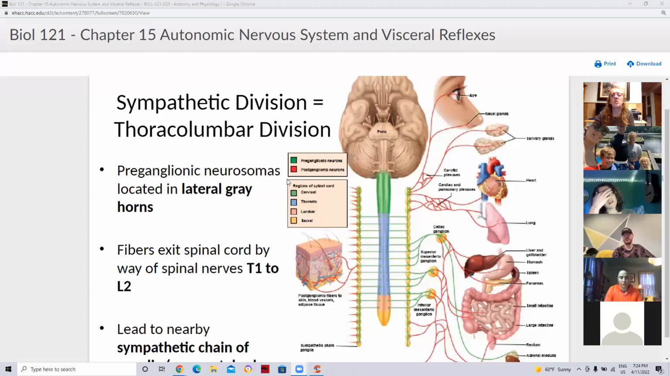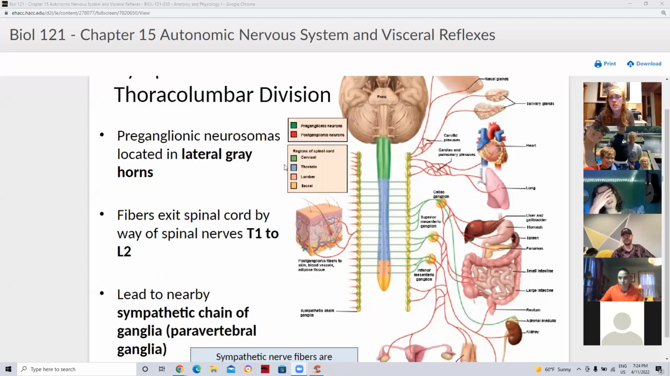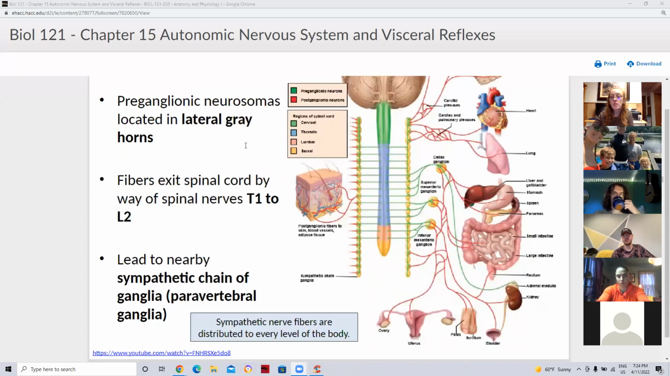So the thoracolumbar region, the preganglionic fibers, neurosomas, remember those are cell bodies, are located in the lateral gray horns. They're going to exit the spinal cord from T1 to L2. And they're going to lead to the nearby sympathetic chain ganglion, which is also called the paravertebral ganglion because it runs right next to the vertebrae.